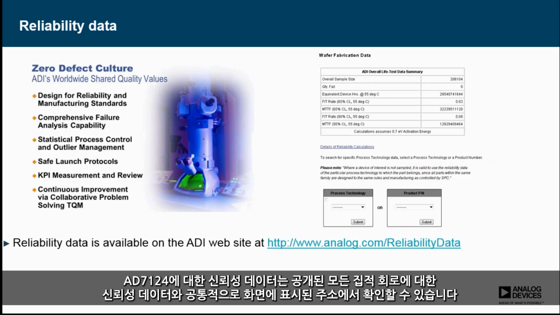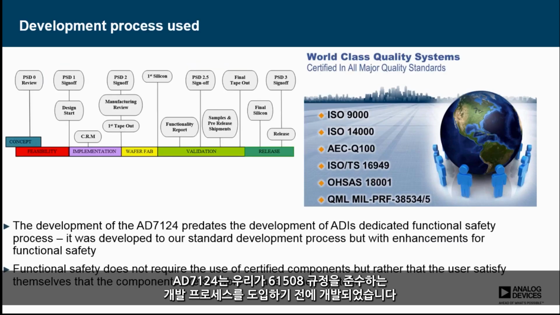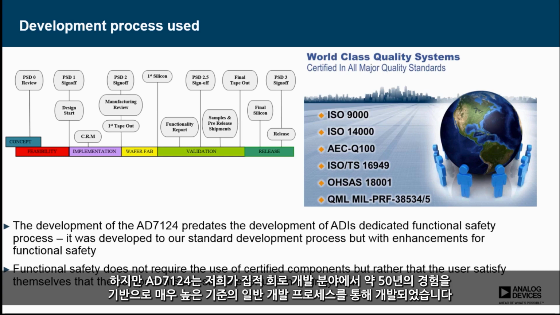The reliability data for the AD7124, in common with the reliability data for all our released integrated circuits, is available on our website at the address shown on the screen. The AD7124 was developed before we put in place our 61508 compliant development process. However, the AD7124 was developed to our very high standard normal development process based on our approximately 50 years experience in developing integrated circuits.